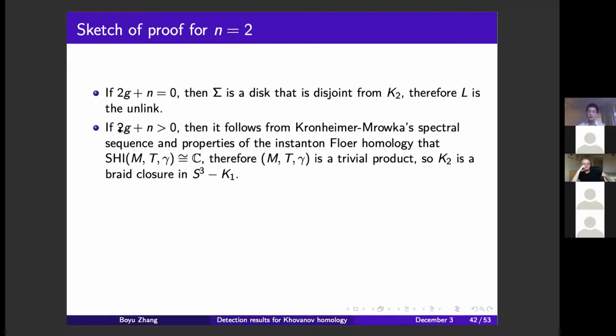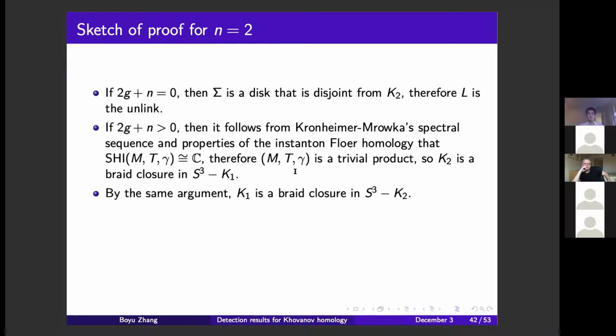Now, if the total space has rank at most 2, then this one particular eigenspace has rank at most 1. But on the other hand, we also said this manifold is taut, so its instanton Floer homology must be non-vanishing. And therefore, in conclusion, this instanton Floer homology must have rank exactly 1, and therefore the triple is a trivial product. And if we translate this conclusion back to the topology of knots, then that is just saying that our knot K2 is given by a braid closure in the complement of K1.